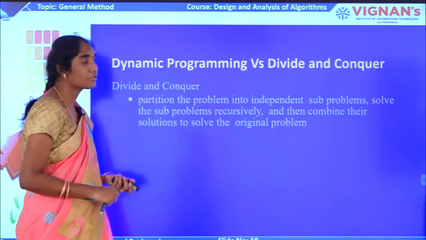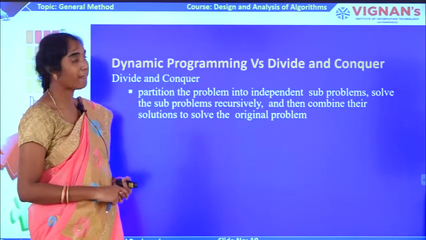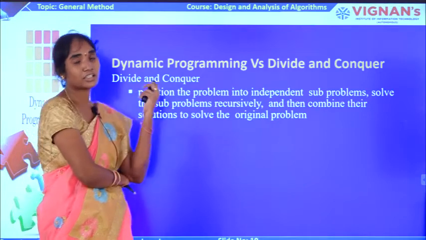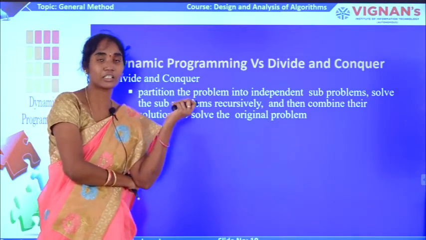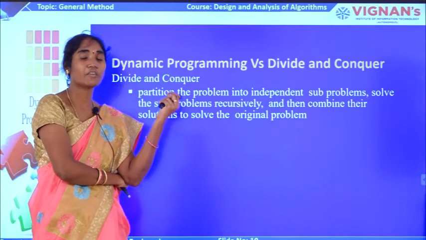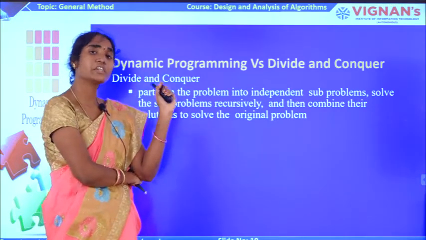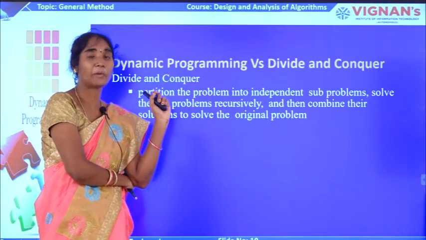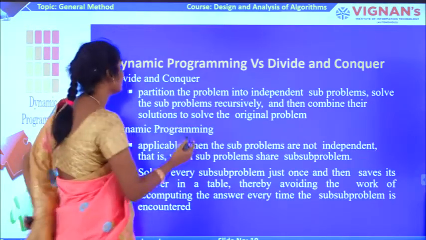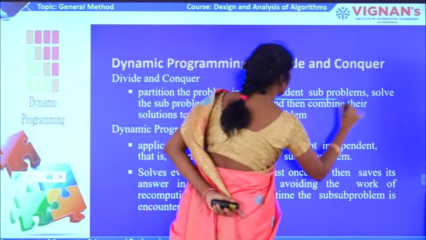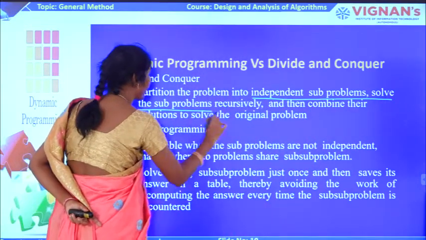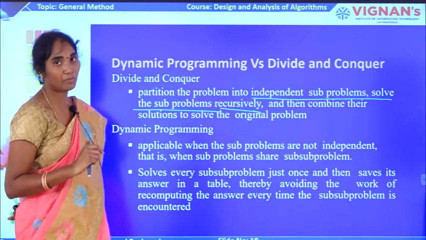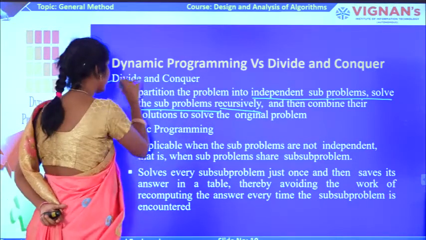Coming to the next one, dynamic programming and divide and conquer. What is the basic difference? As we have already seen, in divide and conquer we are going to solve each and every subproblem independently. Each independent subproblem we have to solve recursively, and then we need to combine all these subproblems to get the solution.